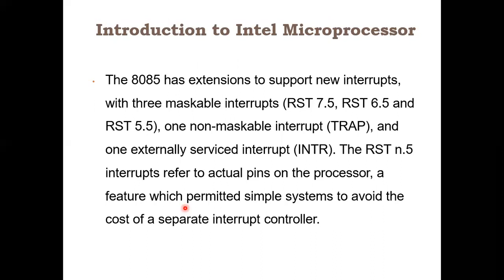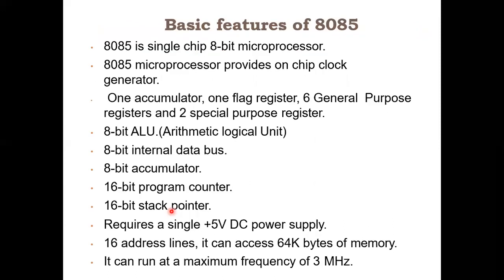The 8085 has extensions to support new interrupts, with 3 maskable interrupts, RST 7.5, RST 6.5 and RST 5.5, one non-maskable interrupt, that is TRAP, and one external service interrupt, INTR. The RST N.5 interrupts refer to actual pins on the processor, a feature which permitted simple systems to avoid the cost of a separate interrupt controller. So, basic features of 8085.